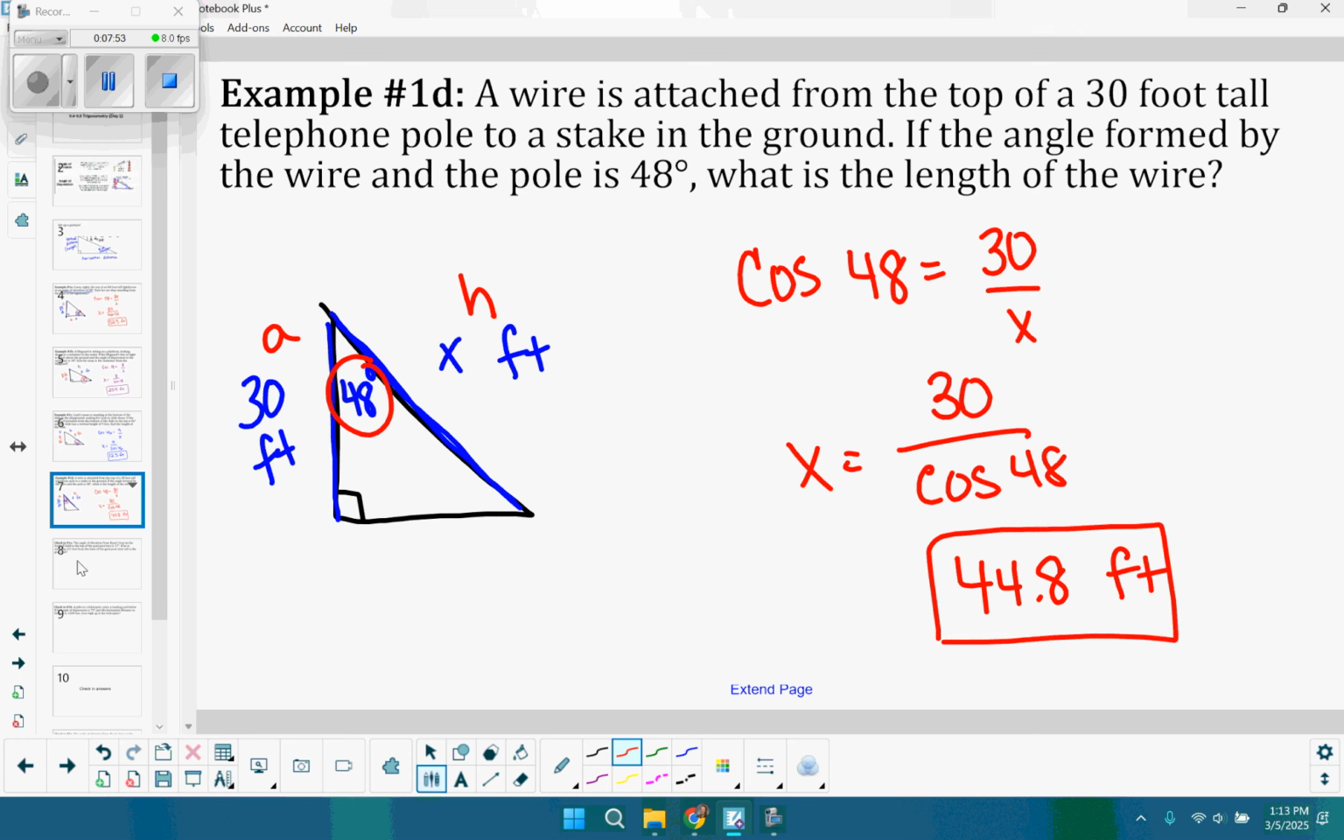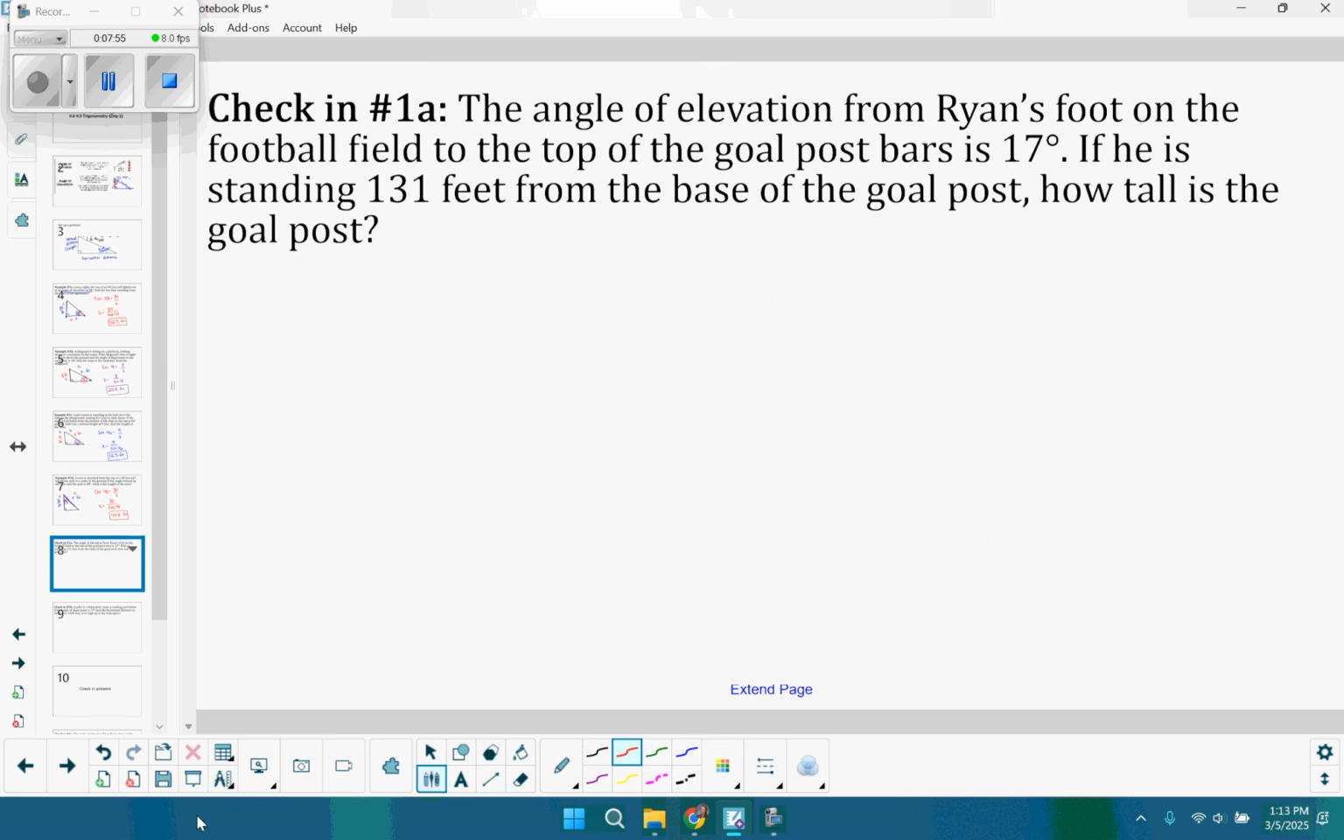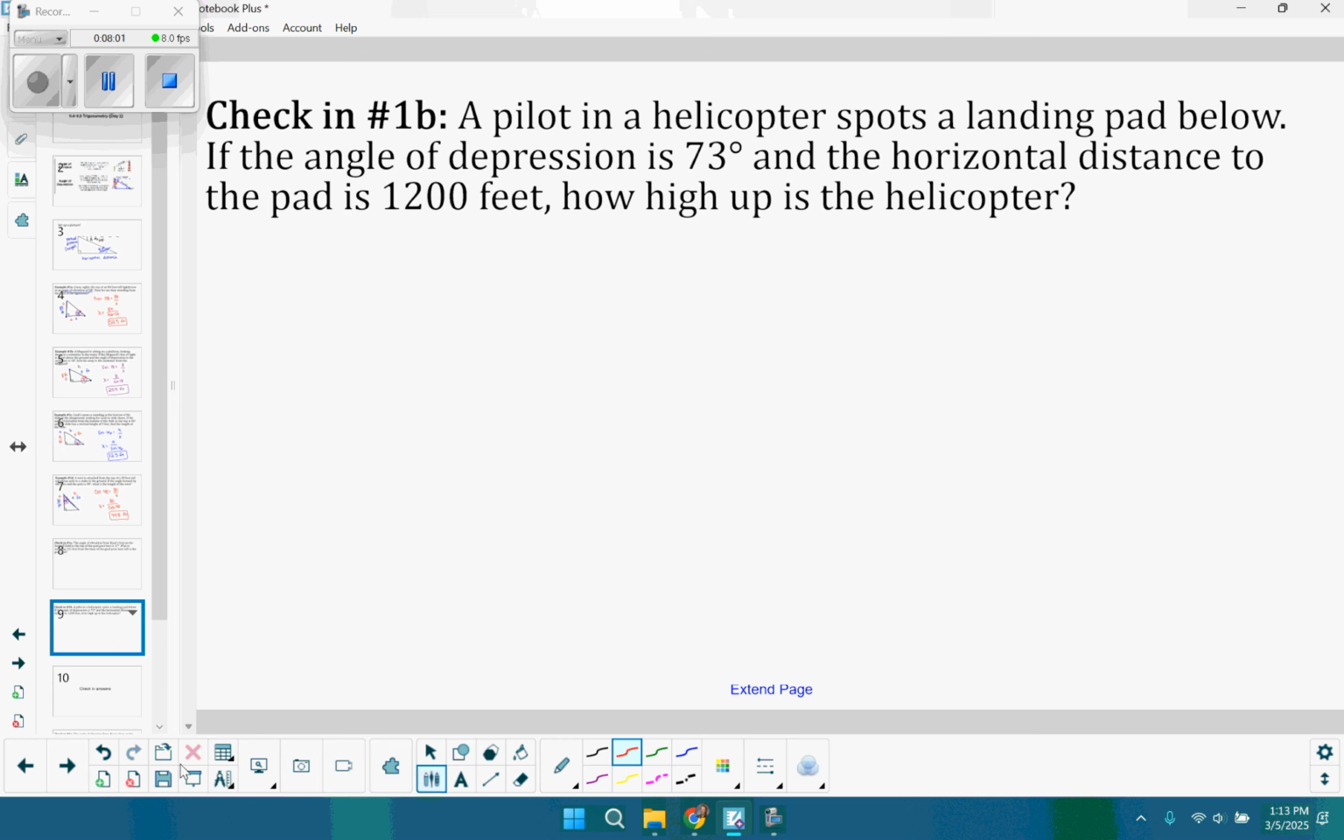The final two problems are both check-ins. You can pause between them, or you can finish the lesson. That's the first check-in, and here's our second check-in. Answers are posted on Google Classroom, but that is the end of our word problems for 9.4 and 9.5.